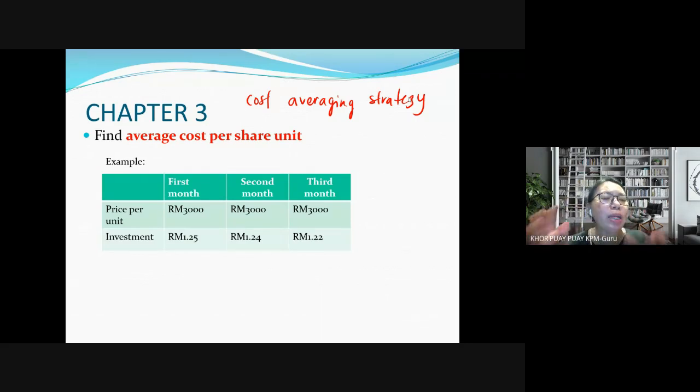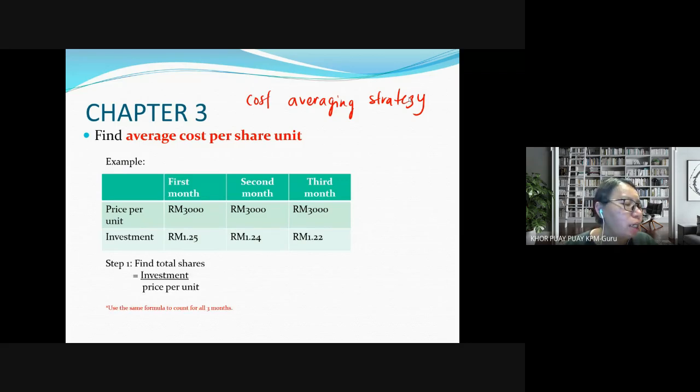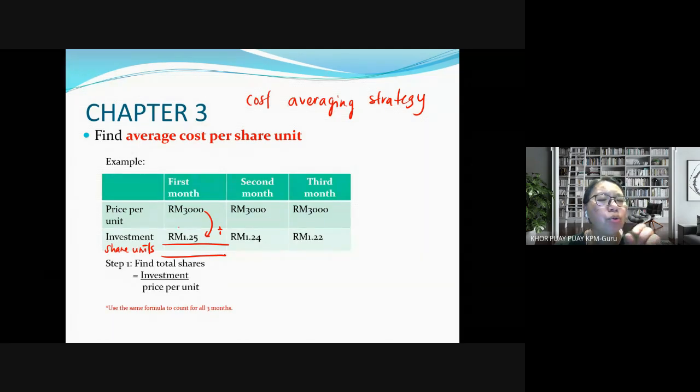So when they give you a question like this, first month, second month, third month, you use different amounts, right? And you buy at different prices. So what you do is you always need to find the total shares first. How many shares did you manage to buy? So you can find the share units by taking the amount of money, divided by your share unit price. Okay, so you need to find that.